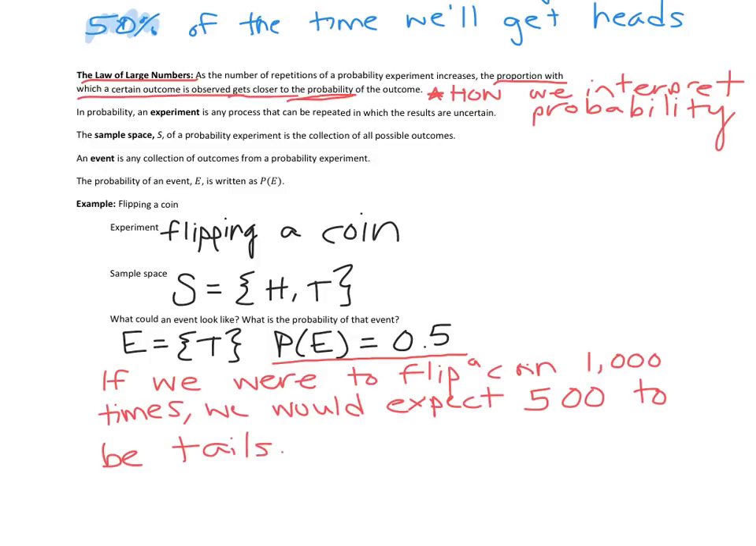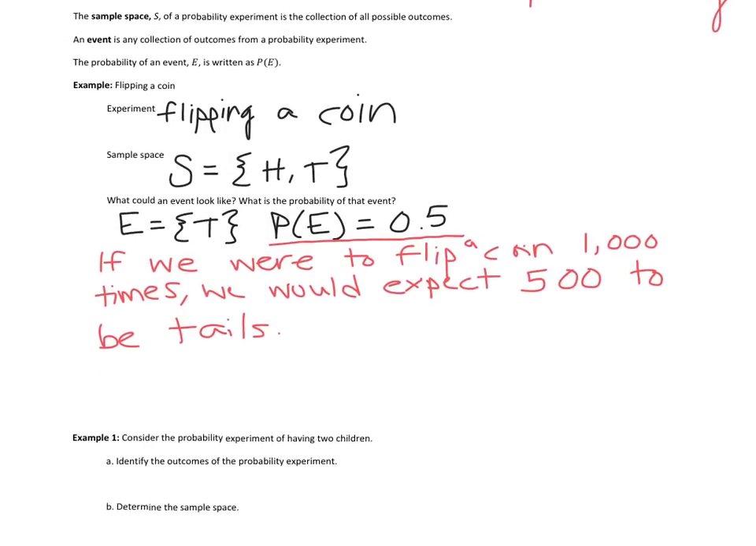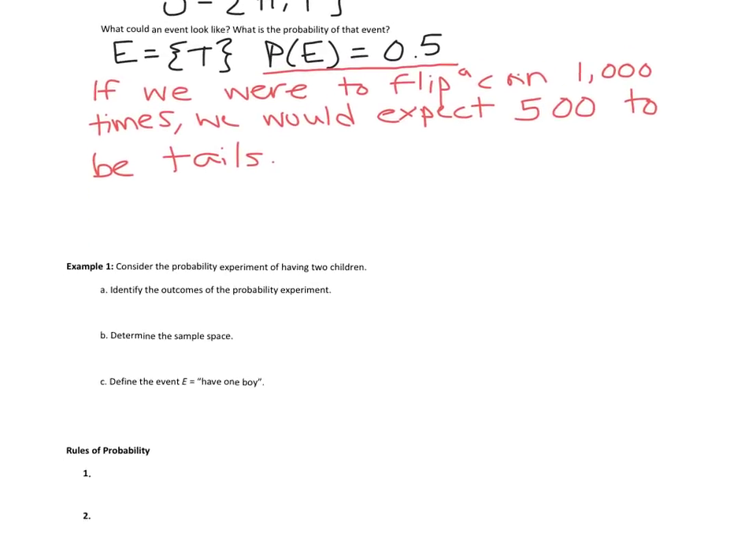All right, good. Let's look at another example. Let's do the probability experiment of having 2 children. So identify the outcomes of the probability experiment. Well, let's see. We could have male or female children, so we'll just write M or F.